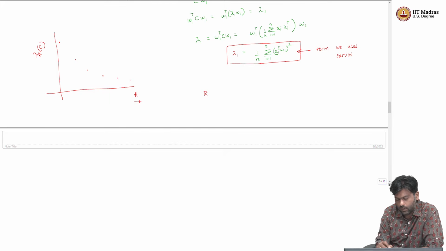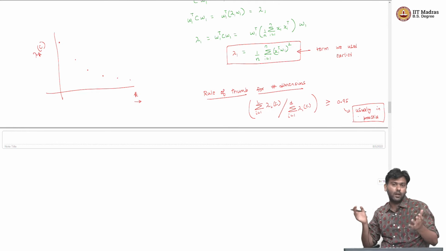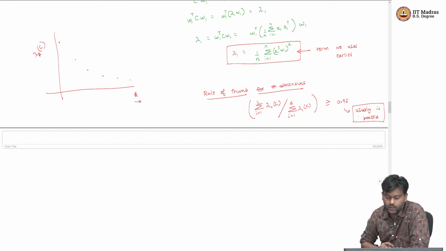Now the rule of thumb for the number of dimensions, like we said a few minutes back, would be to look at the following quantity: the sum over i equals 1 to L of lambda i of C divided by the sum over i equals 1 to D of lambda i of C. If this ratio is greater than or equal to 0.95, usually in practice, this is a rule of thumb, then we are saying that we are retaining some 95% of the information in this data set. So, that is the general idea.